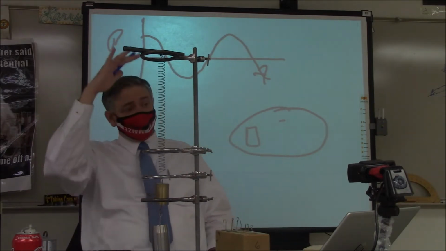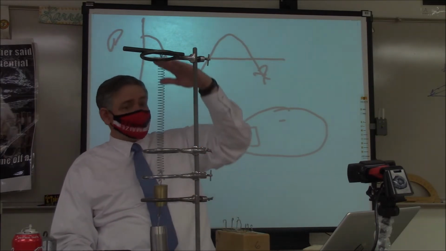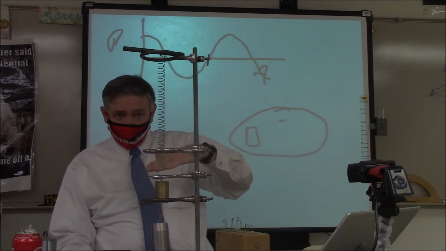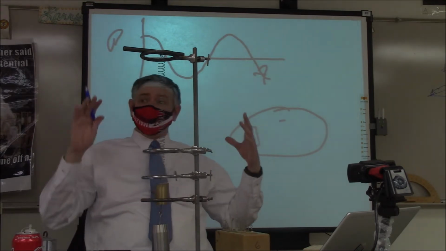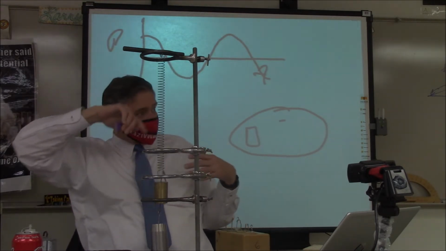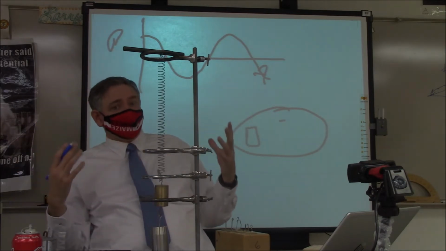Simple harmonic motion can be used to describe something that's going up and down, or something that's going around in a circle. That could apply even to the Earth as the Earth goes around in its orbit, or the moon, or whatever that is.